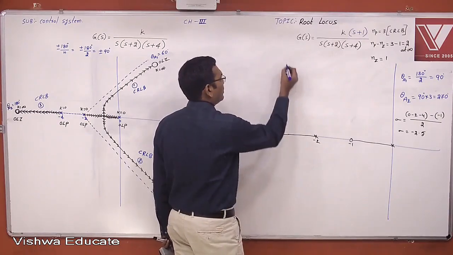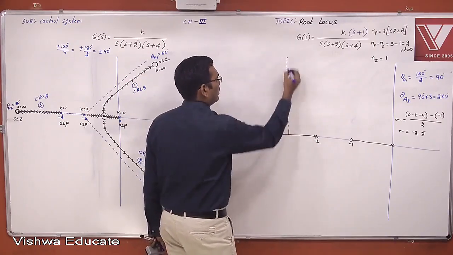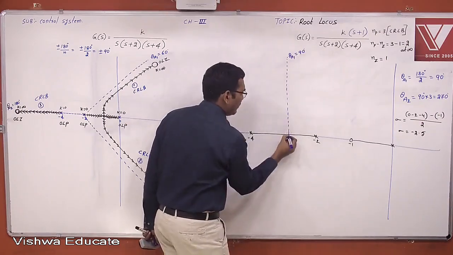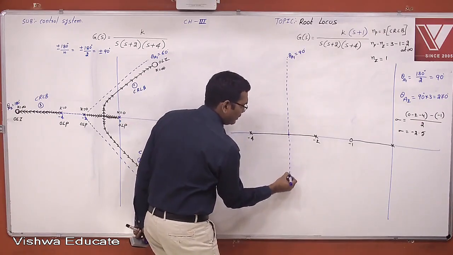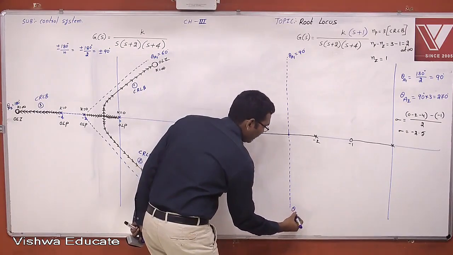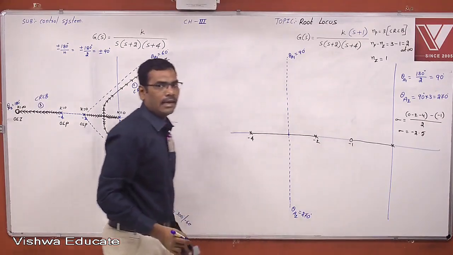From here, what is the first angle of asymptote? The first angle of asymptote is 90 degrees. And for the second angle of asymptote, you don't need to compute minus 90 degrees, you write it directly, because angles of asymptotes are always symmetrical about the real axis.